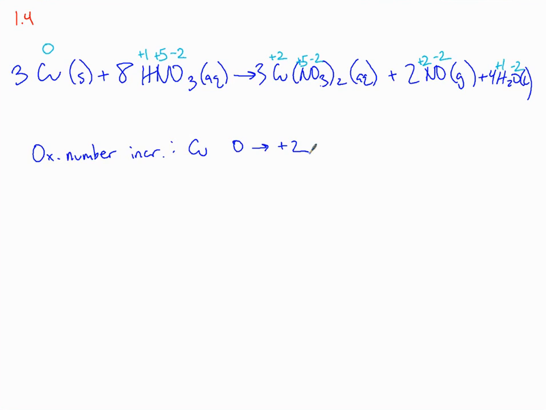So what's going on is that this element is losing electrons. In the reactants, it is neutral. It has the same number of electrons as protons. In the products, it now has a +2 charge or a +2 oxidation number. In order to get to +2, we have to lose 2 electrons. And what we say about this is that it is being oxidized. Oxidized means losing electrons.